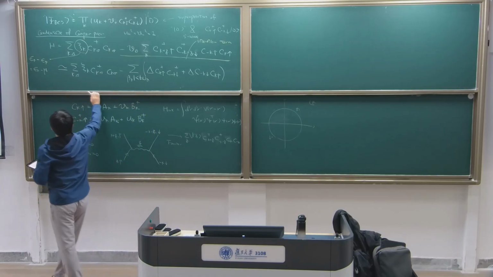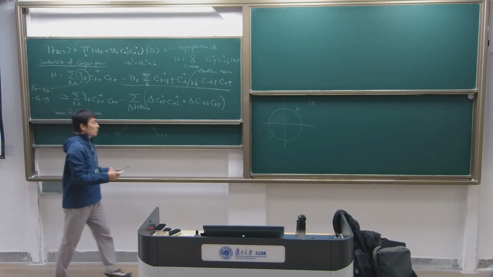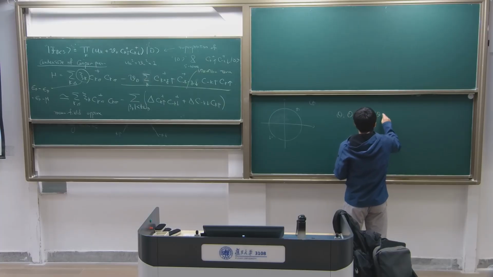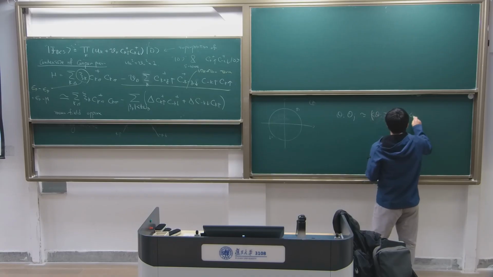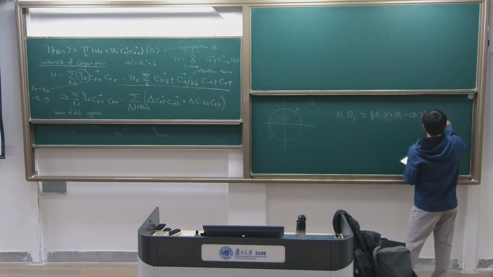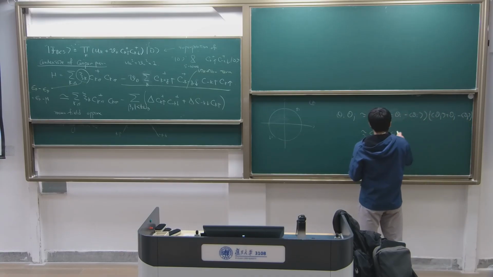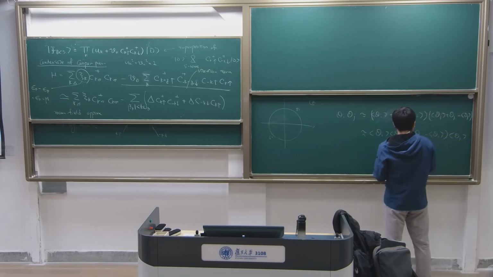And then we use this one. So here we use the mean field approximation. We write the operator product O_I O_J as something like this, and this can be written as the expectation value of O_I plus the deviation, times the expectation value of O_J plus the deviation, and then the opposite.